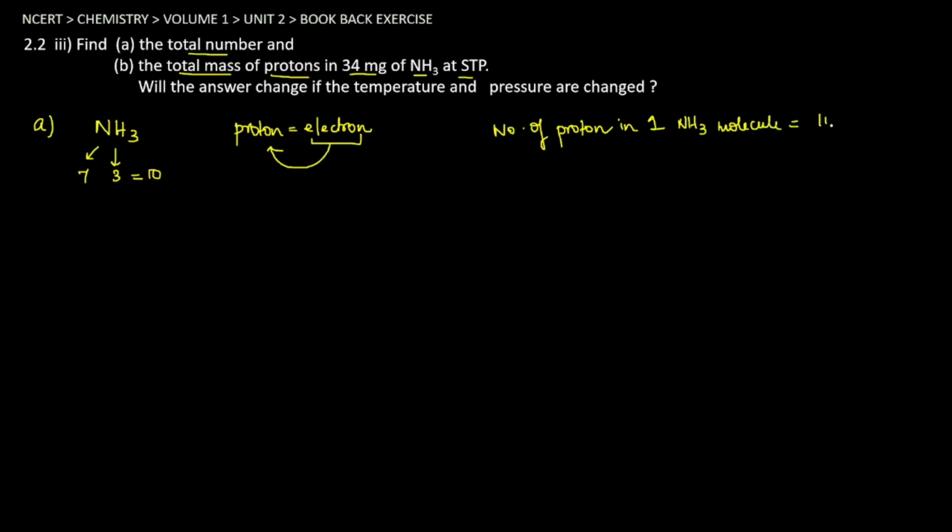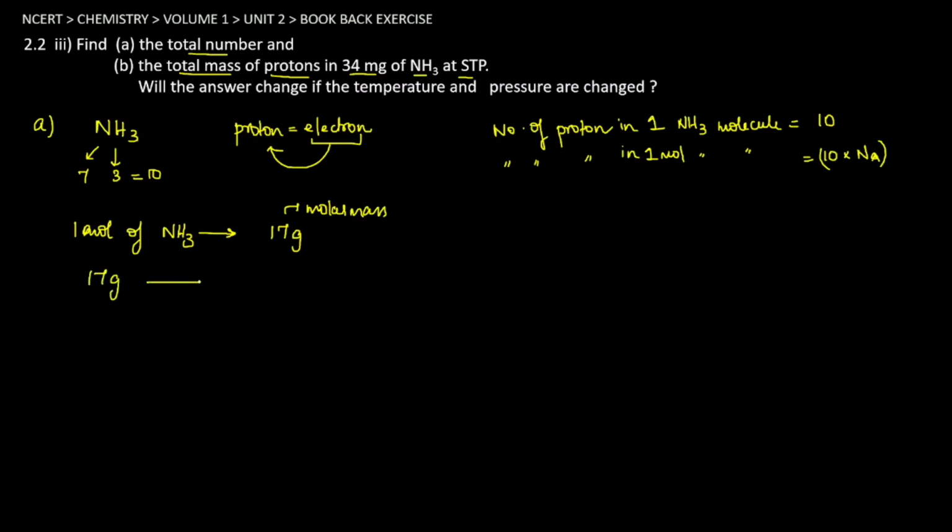Then the number of protons in 1 mole of ammonia will be nothing but 10 into 1 mole. 1 mole is Avogadro number. Let's come to our main part. So mass of 1 mole of ammonia is 17 grams. This is the molar mass of ammonia. Molar mass is nothing but the mass of 1 mole of any substance. So let's write this equation in the reverse form. 17 grams is the mass of 1 mole of ammonia.